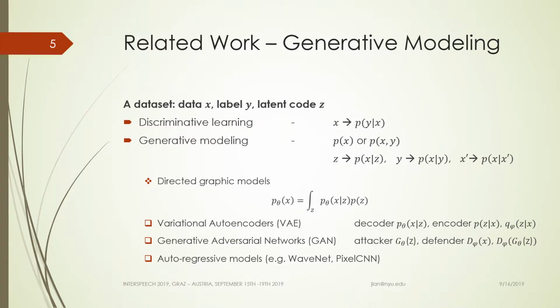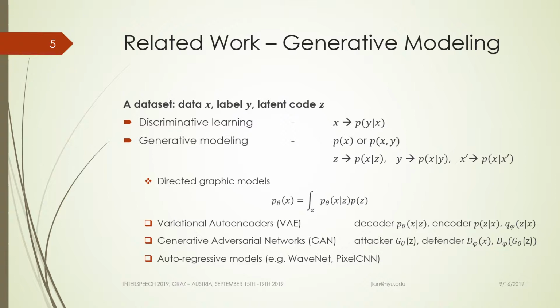Here is the related work on generative modeling. Given a dataset, let's say X is the data, Y is the label, and Z is the latent code. Discriminative learning learns the model from data to label, that is a classifier. And generative modeling models the full distribution of data, P(x) or P(x,y). Directed graphical models are the most popular one. It is to find the parameters theta such that the model distribution P theta is close to the data distribution.